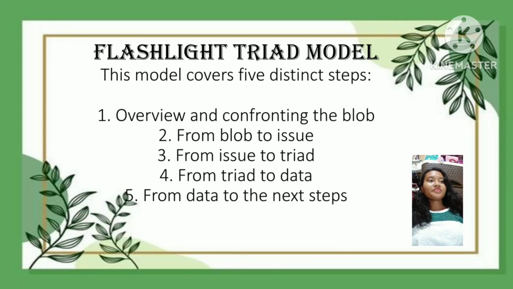The last one, we have the Flashlight Triad model. So this model covers 5 distinct steps. First is overview and confronting the blob. Second is from blob to issue. Third, from issue to triad. Fourth, from triad to data. And then fifth, from data to the next steps.